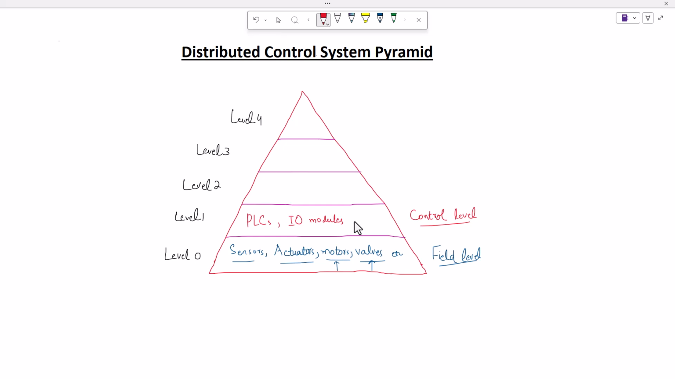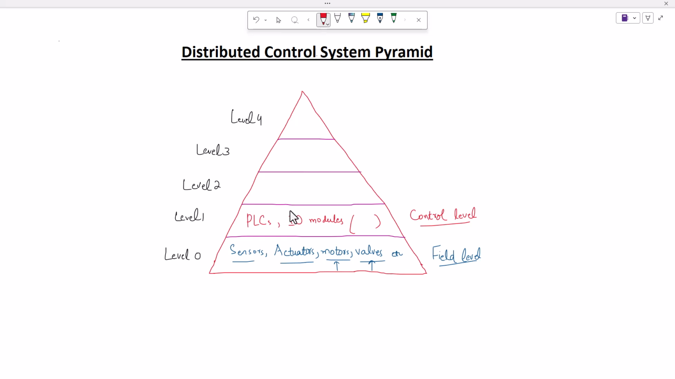The PLC program inside the memory of the PLCs is processed by the CPUs of the PLCs and controllers, and controls the process as per the PLC programs stored in the memory of the PLCs. So this is the control level of the DCS pyramid.